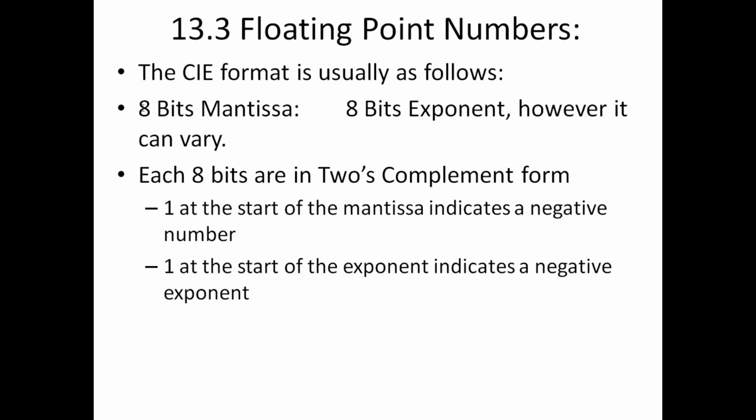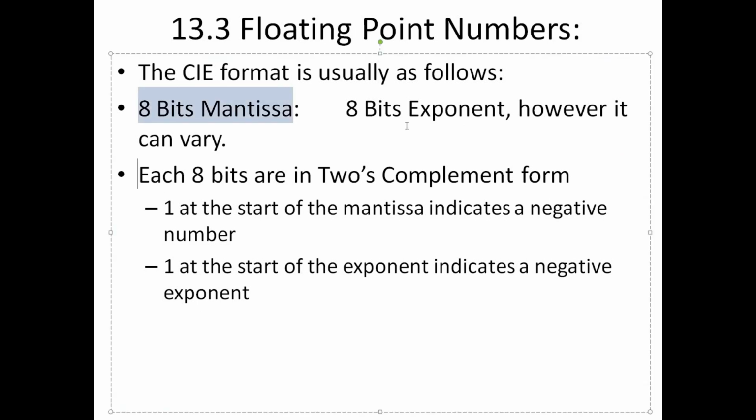The CIE format is usually 8 bits of mantissa and 8 bits of exponent. In total, you'll be getting a 16-bit number, but it can change. Sometimes it is a 10-bit mantissa and 6-bit exponent, sometimes it is a 12-bit mantissa and 4 bits of exponent, sometimes it is 8 and 8, and so on. Usually we don't get fewer than 8 bits for the mantissa. Each part is in 2's complement format, no matter if you're writing the mantissa or the exponent.